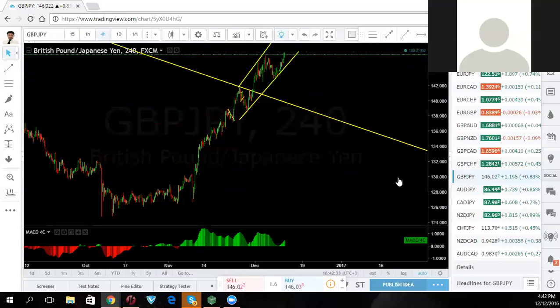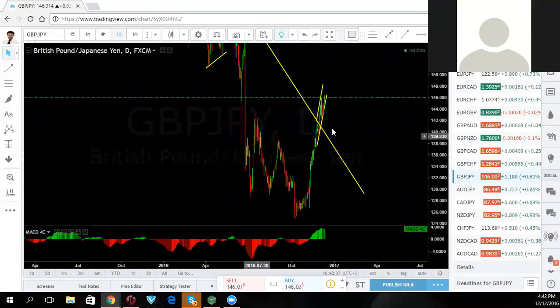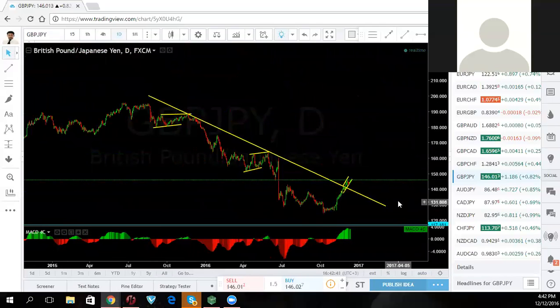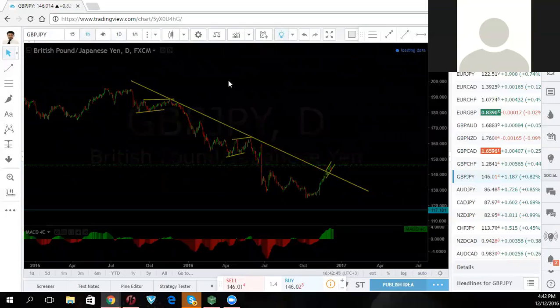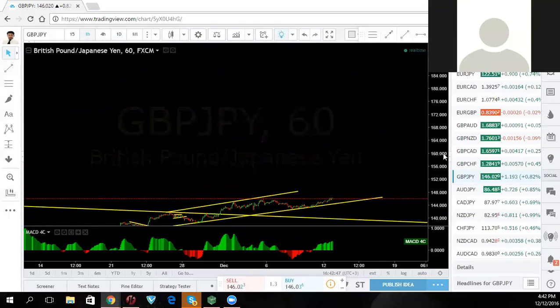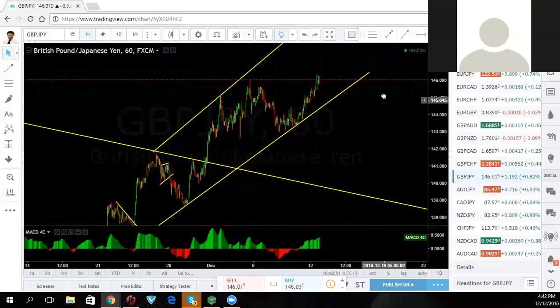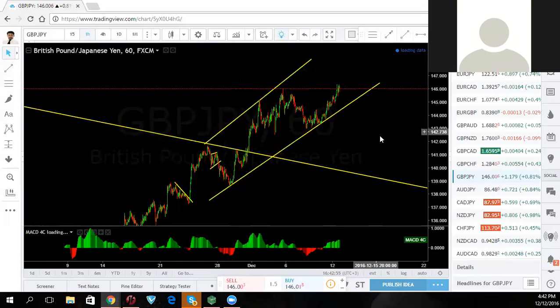Pound Yen. This one is a little messy. They did break out of the structure now. You can see that? They broke the structure, so now we're going to wait and wait and wait until they give us a good buy setup or a good sell setup. Right now, we don't have either of that, right? Not a good buy setup, not a good sell setup. We're getting divergence in the chart.